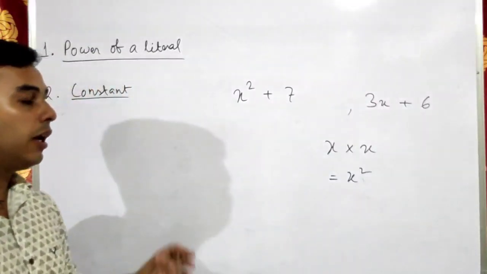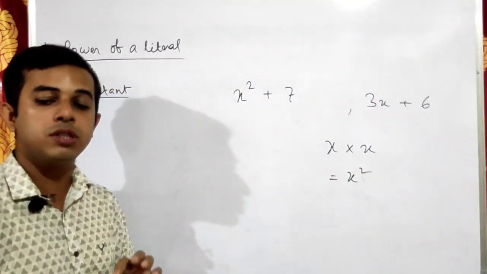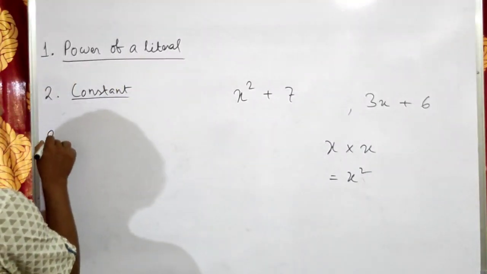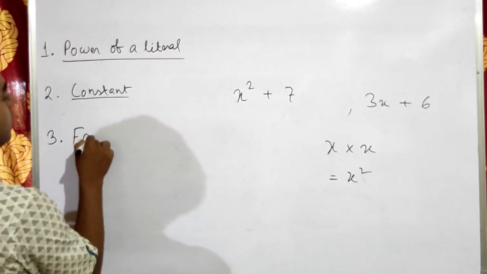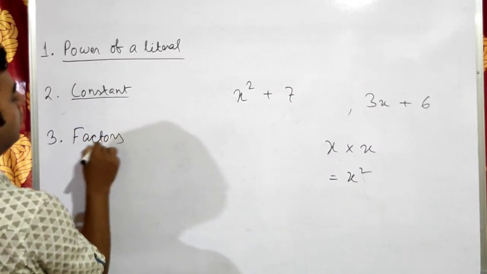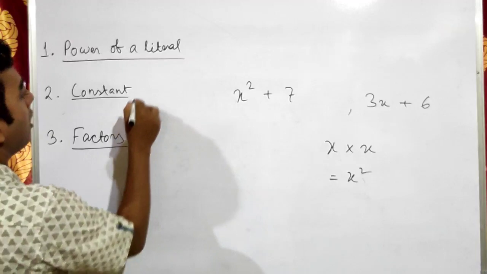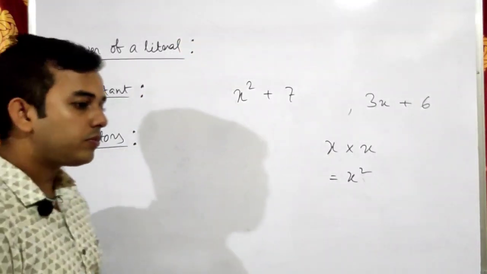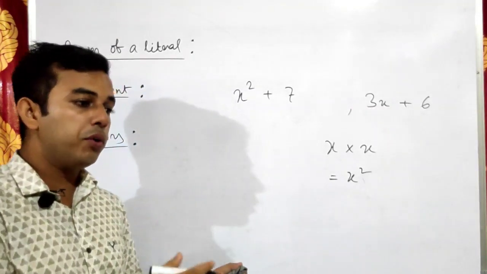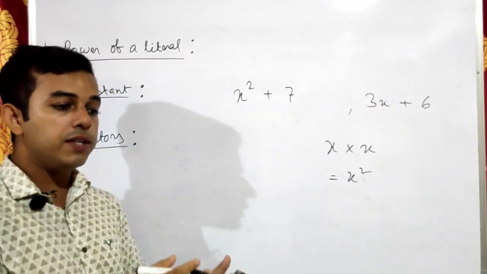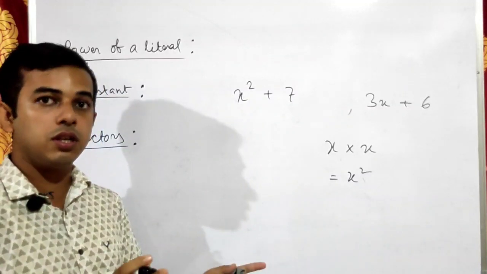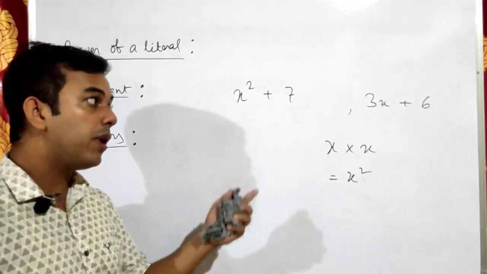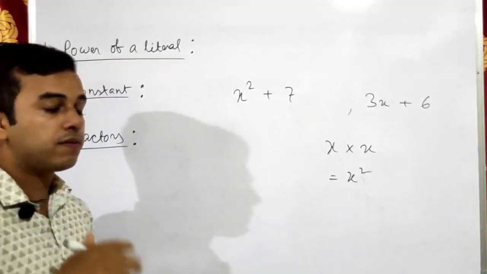Now look, let's move to next. That is the last concept of our today's class. That is factors. What are factors? Factors, I hope you know what factors are. For example, when we divide 6 we can get 2 into 3, isn't it? So 2 and 3 are the factors of 6. Okay, so similarly in an expression, here we will discuss factors of an expression.